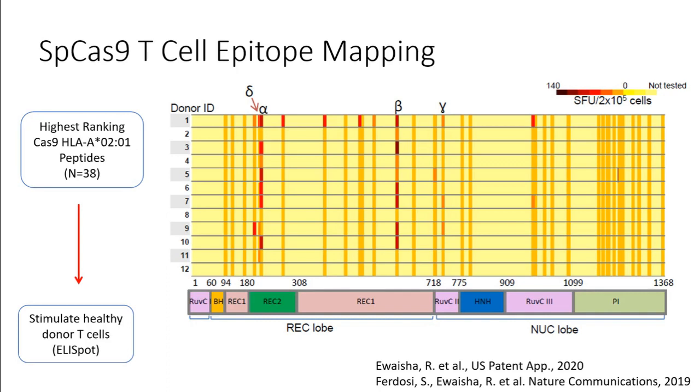This is a map of the Cas9 protein. A darker color is higher reactivity of this peptide at this position on the protein for this donor. We found that the immunodominant epitopes were alpha and beta, and the subdominant epitopes were gamma and delta, and almost everyone reacted to beta.